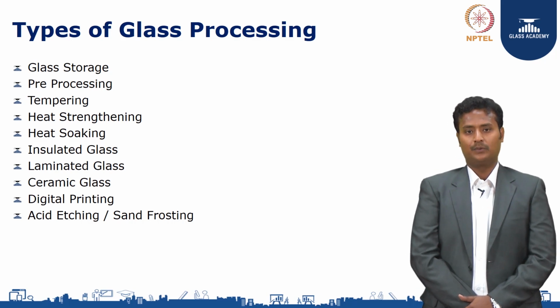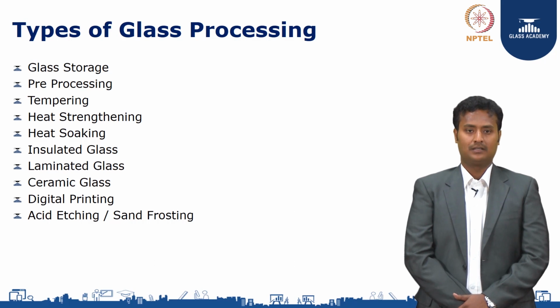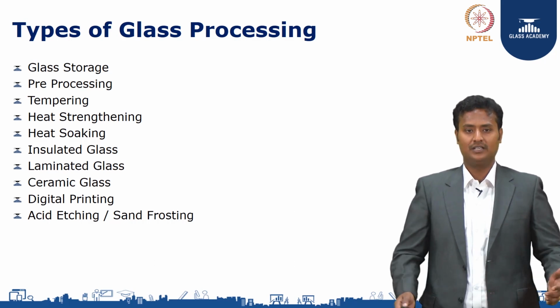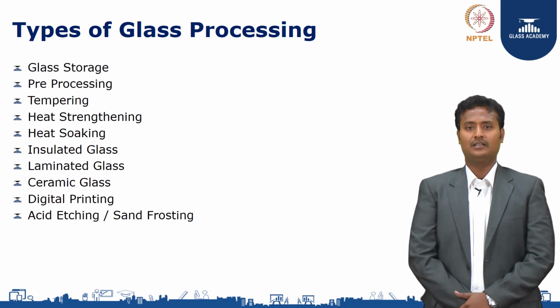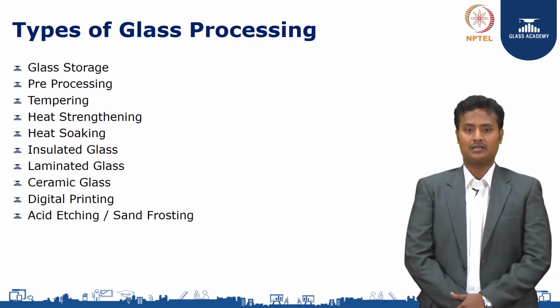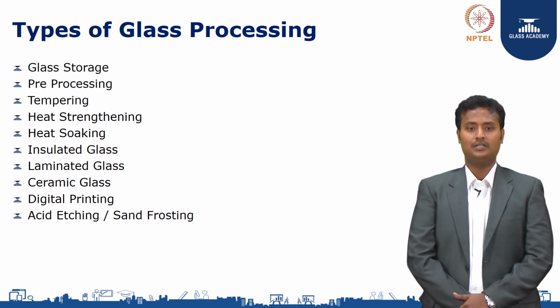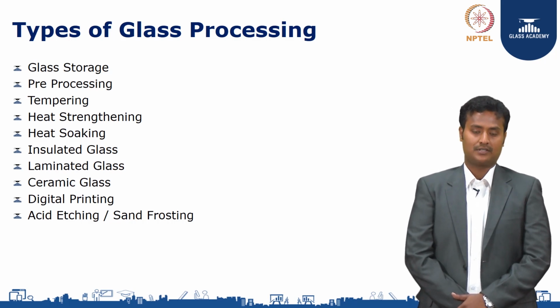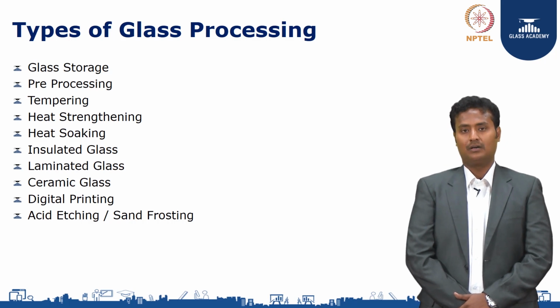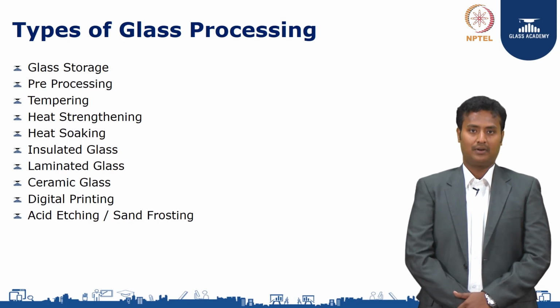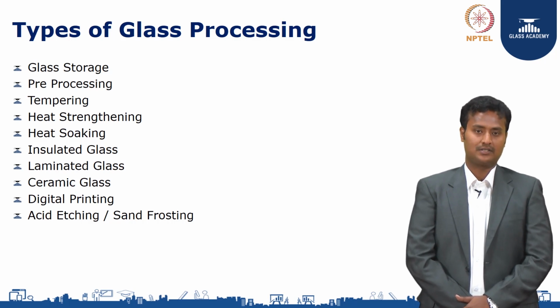First we are going to discuss the types of glass processing in a processing plant. It starts with glass storage, pre-processing, tempering, heat strengthening, heat soak, laminated glass, ceramic glass, digital printing, basically printing technology, acid etching and sun frosting. These are the common typical types of glass processing happening over the world as well as in India.